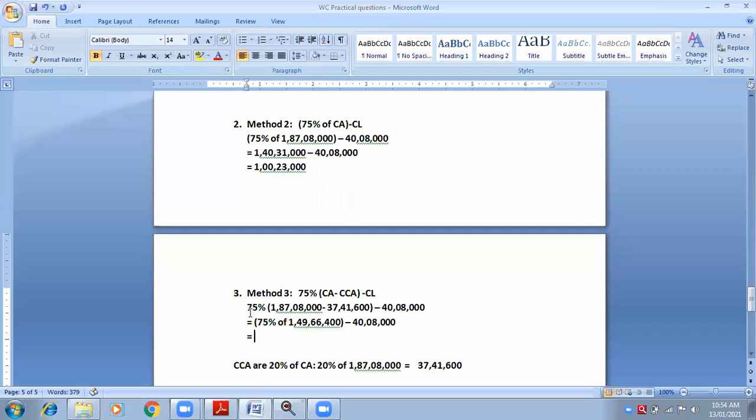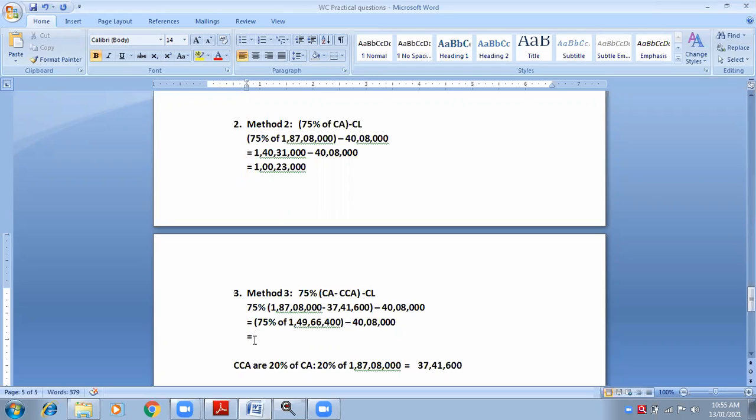See, now you will take 75 percentage of 1 crore 49 lakh 66,400. Now, how did you find this 1 crore 49 lakh 66,400? It is this bracket. We had opened this bracket, no? Current assets minus core current assets. My answer will be 1 crore 49 lakh 66,400. Now, minus current liabilities, you will write same. Next step will be 75 percentage of 1 crore 49 lakh 66,400.